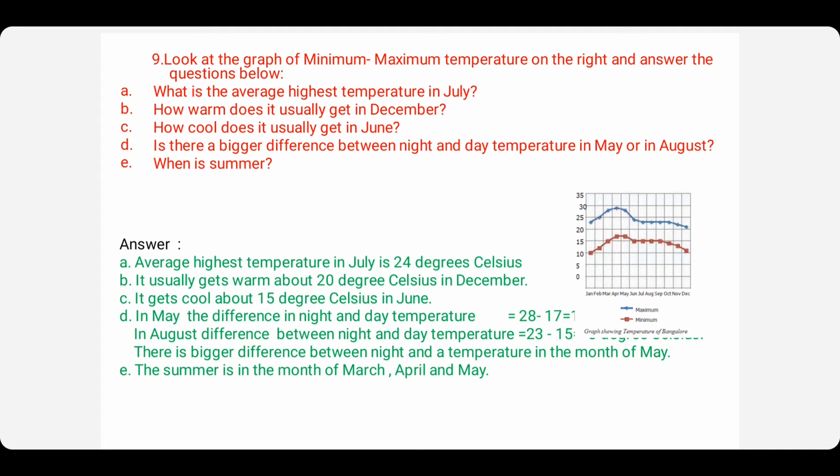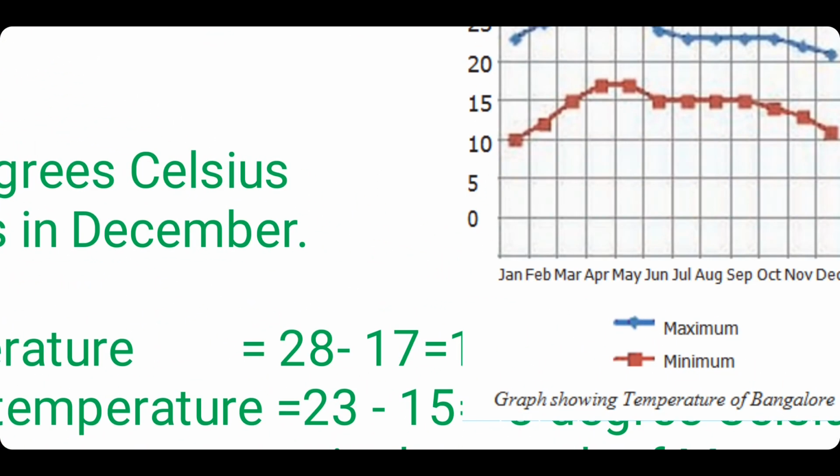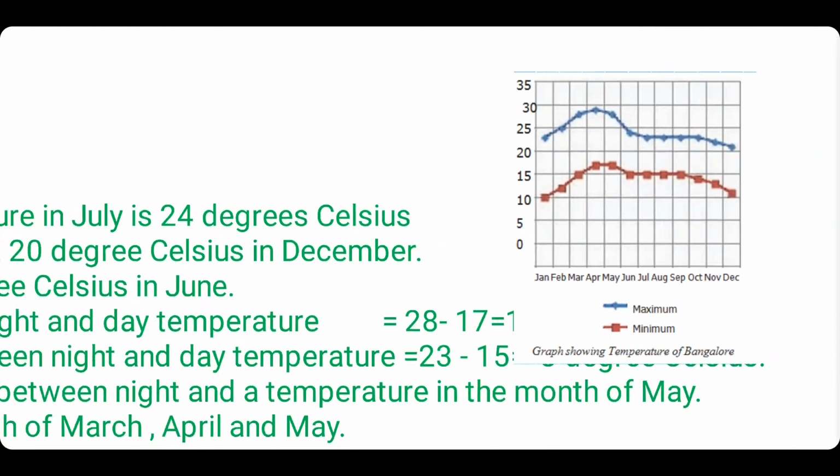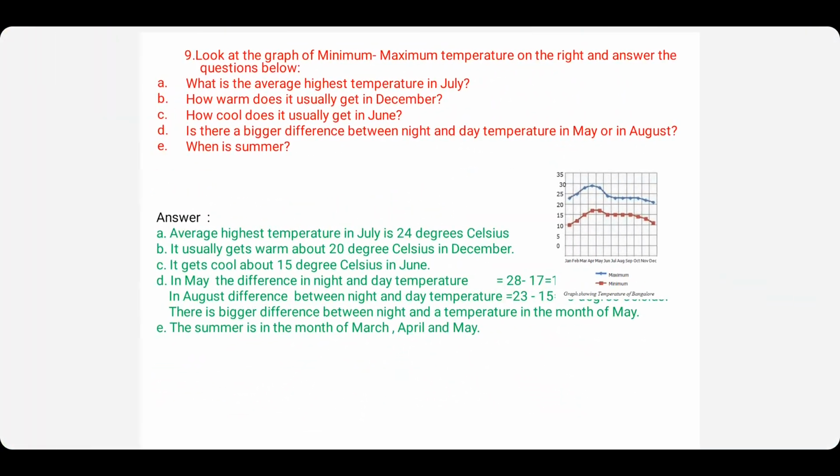What is the average highest temperature in July? Let's go to July and see the average highest temperature. In the month of July, the blue line shows the highest temperature. In July, it is nearly 23 to 24 degrees Celsius. Hence, the answer is the average highest temperature in July is 24 degrees Celsius.